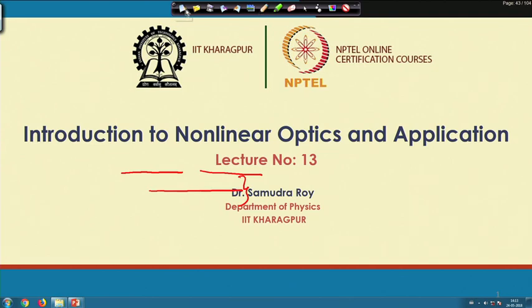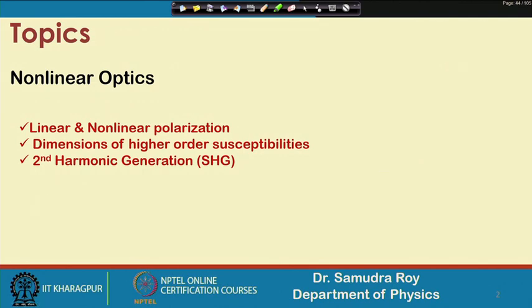So, today we will have three very important concepts in nonlinear optics. One is linear and nonlinear polarization. The first one, we are going to learn what is the meaning of linear and nonlinear polarization. However, this term has already been introduced to you, that is nothing new, but we are going to learn it in detail. Then the dimensions of higher order susceptibility.